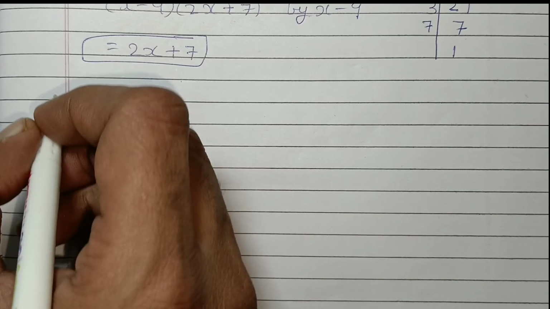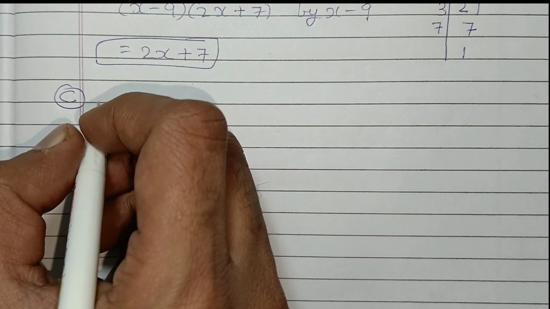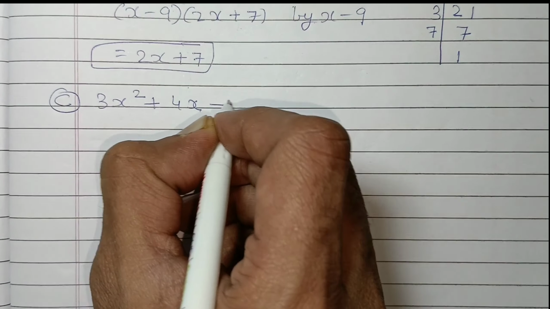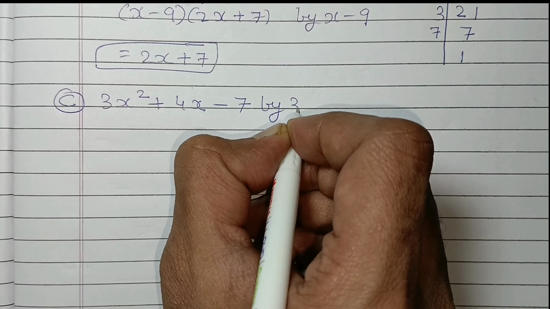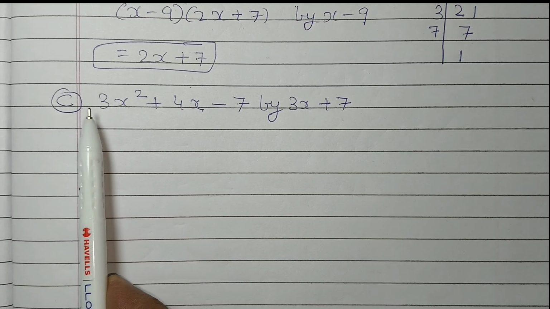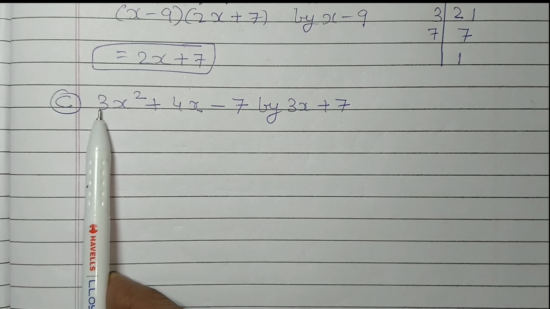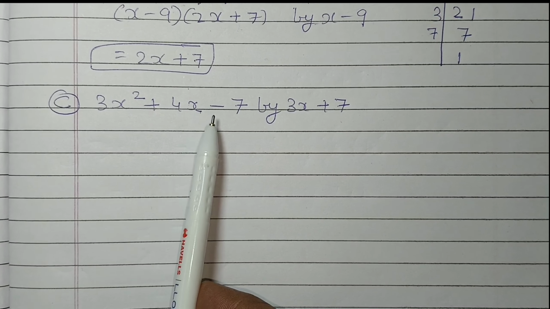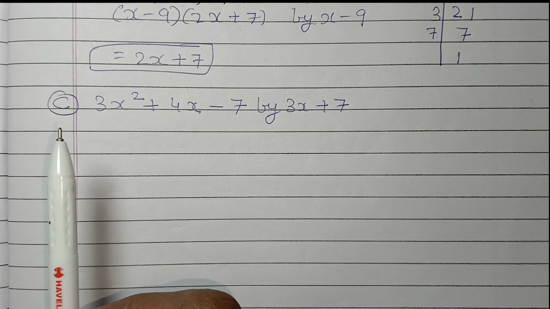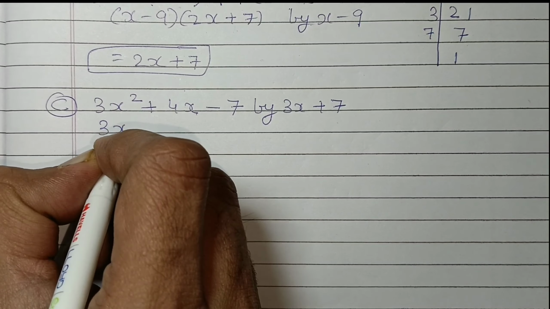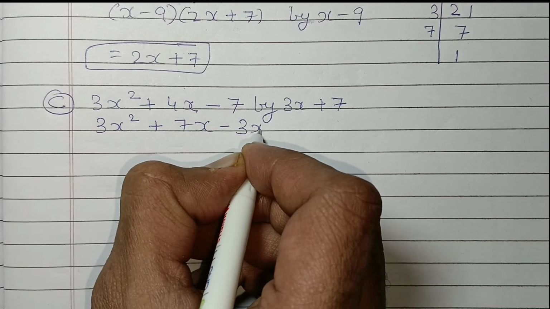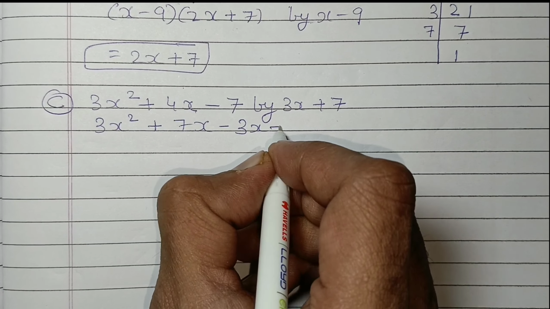Okay, so now we will solve the C question, that is 3x square plus 4x minus 7, and we have to divide these by 3x plus 7. To solve this question, we have to first multiply the A with the C. So 3 sevens are 21, and if we subtract 7 minus 3, it will give us 4, and 7 3s are 21. So 3x square plus 7x minus 3x, which will give us 4x minus 7.